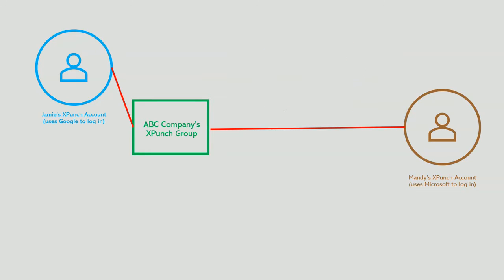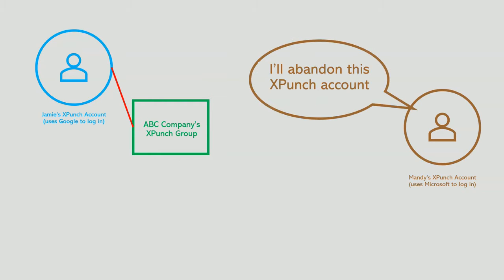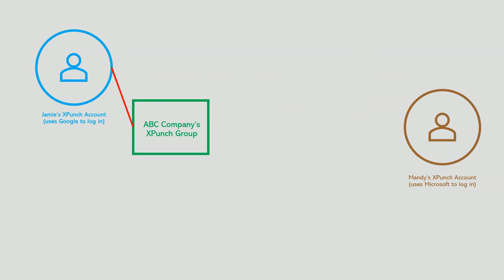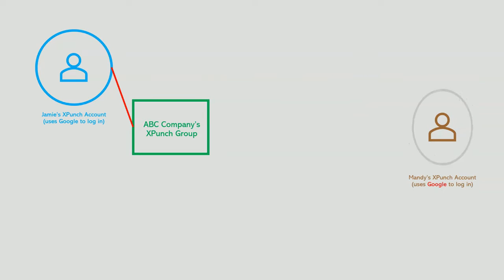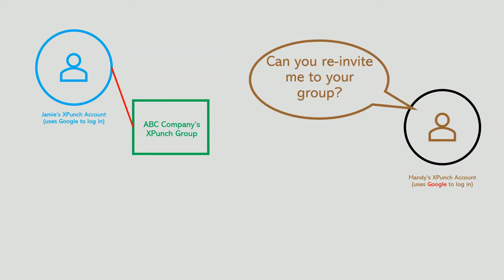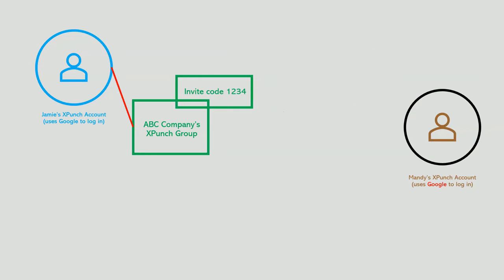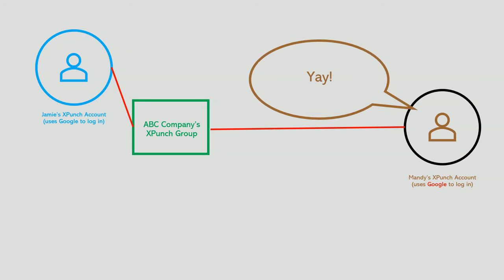All right, so how do we go through the process of changing the method that you use to log into XPunch? Again, you're going to want to reach out to a manager or an administrator, and you want to make sure that they have the edit members permission in order to be able to help you out. Ask your manager to disconnect you from their group, and then immediately after that, they're going to send out an invite to you. Don't worry, you're not going to lose any of your information, any of your data. You won't lose any of your punches as part of this process.